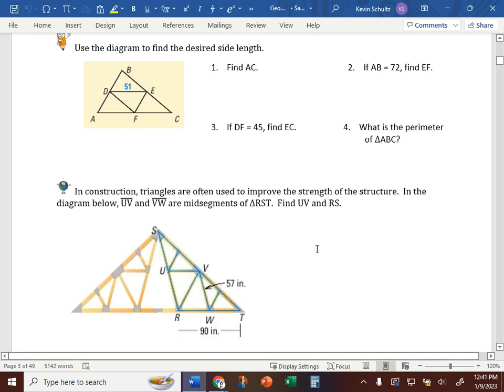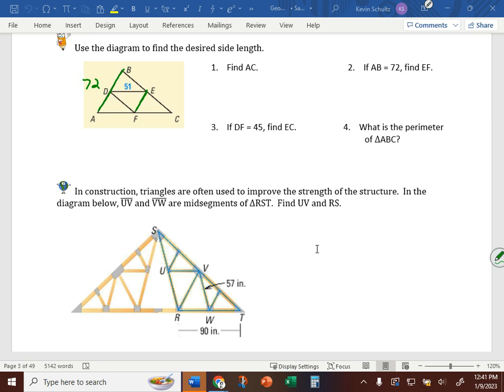Damien, what I want from you? Your attention. So we already did the first one. If AB is 72, find EF. So AB is the entire side here. That's 72. We're looking for EF, which we know is the midsegment. Therefore, class in unison, what is EF? 36. Okay. It is half. The midsegment is half the length of that third side.